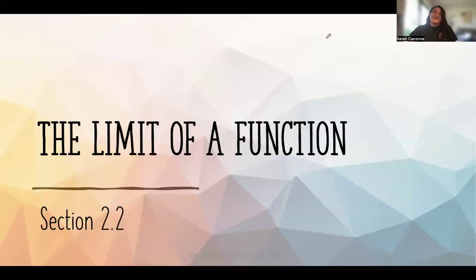Hello again. So today we will finally be getting to calculus. Yay! Today we'll be talking about this concept called a limit, the limit of a function. This is section 2.2. All right.